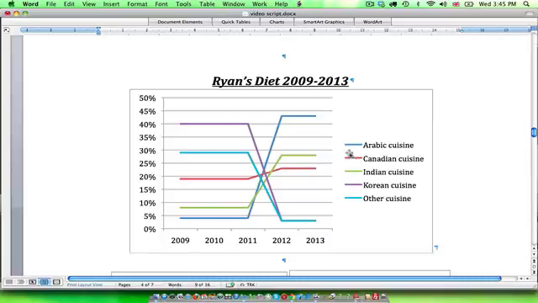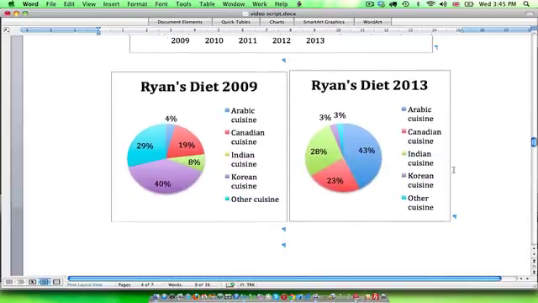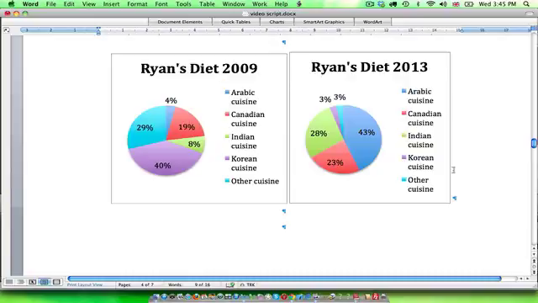So one data source, 5 data trends, and each of these trends has minor and minute details that need to be described. Here we have the same information shown in two data sources. So these two pie charts show the difference in my diet between 2009 and 2013. So we see that Arabic cuisine, which started at 4%, had a major jump to 43% in 2013. This is Korean cuisine, which started at 40%, fell to 3%.